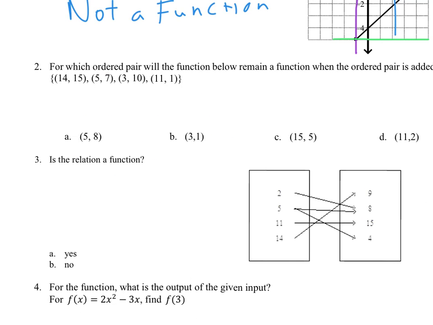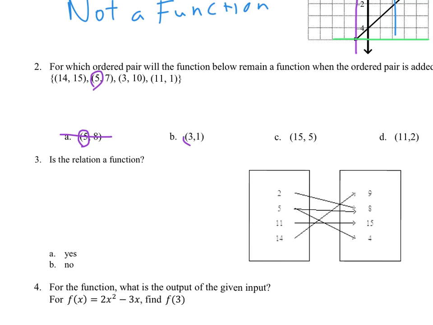Moving on to number 2, we're given a set of ordered pairs for a relation and asked which one we could add that would make this remain a function. So if we look at just the individual things that we could add, if we were to add 5, 8, the problem is we already have 5, 7. So if we add 5, 8, then that would not be a function because then the input of 5 would give us two different outputs.